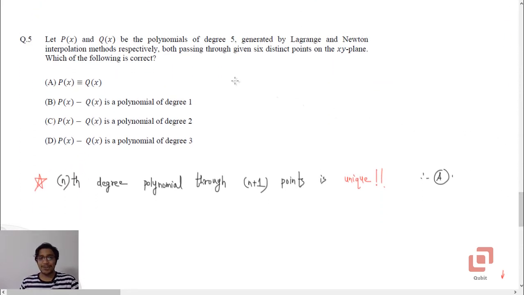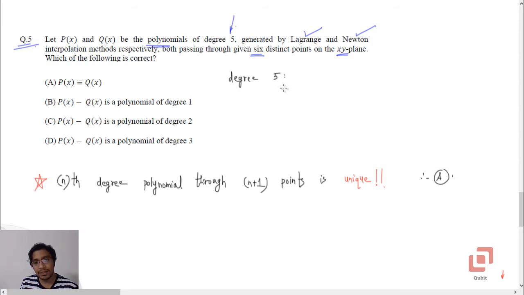Now fifth is a common sense question, but nonetheless let's solve it. Let P of x and Q of x be polynomials of degree 5, which are generated by Lagrange and Newton interpolation methods respectively, both passing through 6 given distinct points on the xy plane. Which one of the following is correct? Now before we read the options, we would like to make one observation. Both P of x and Q of x are polynomials of degree 5.